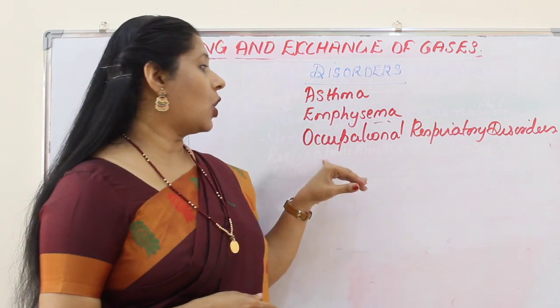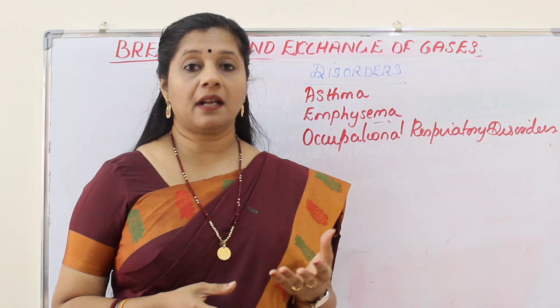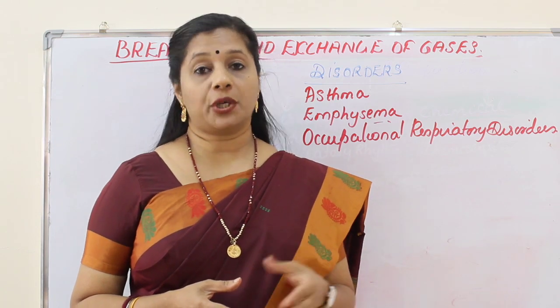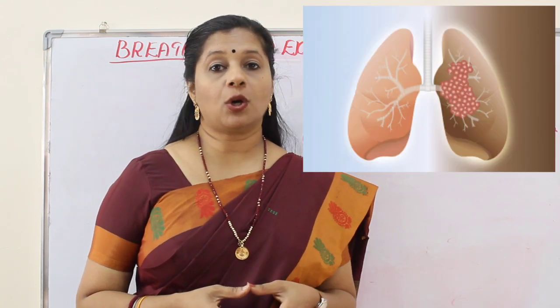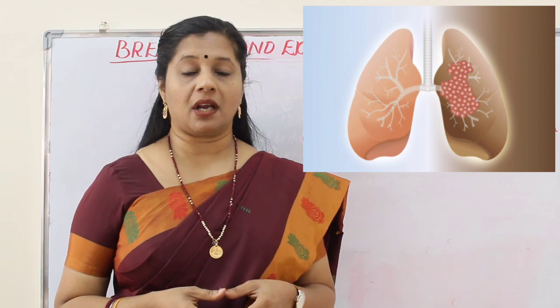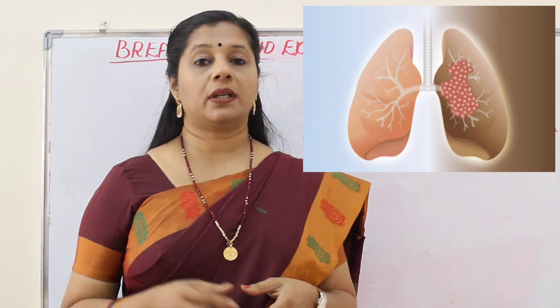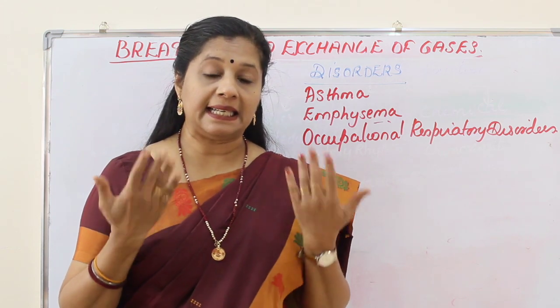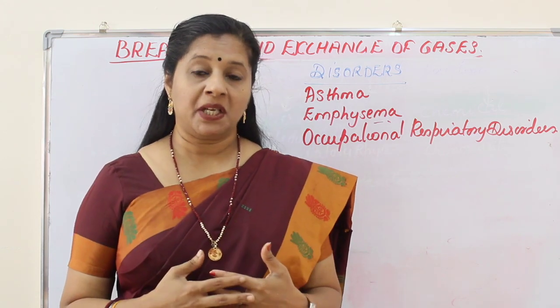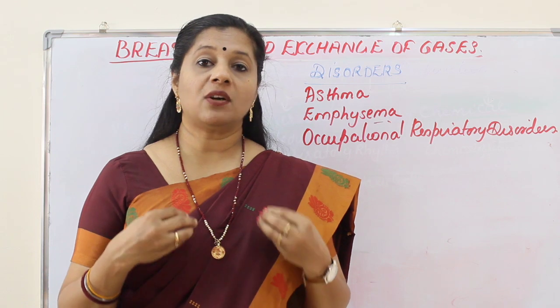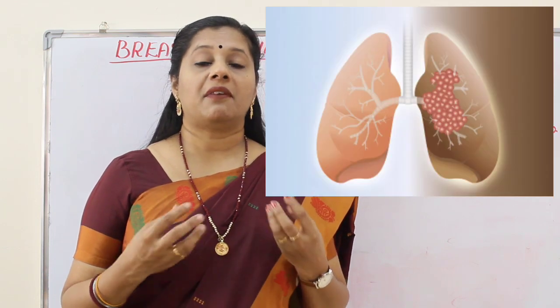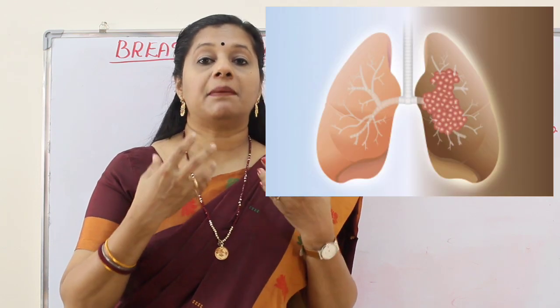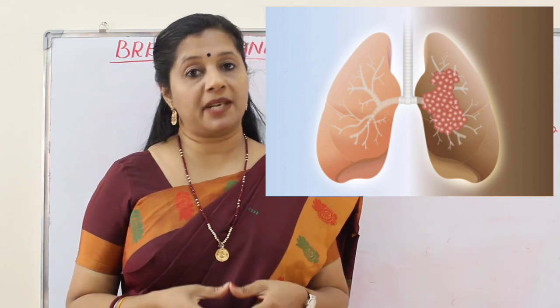The next is called occupational respiratory disorders. There are disorders associated with the occupation. For example, people working in coal mines or asbestos industry or tarring of the road or granite polishing or mosaic work. All these people are constantly inhaling the dust containing air. So over a period of time, this can cause fibrosis, or fibrous tissues can form in the upper part of the lungs, which can cause inflammation later.